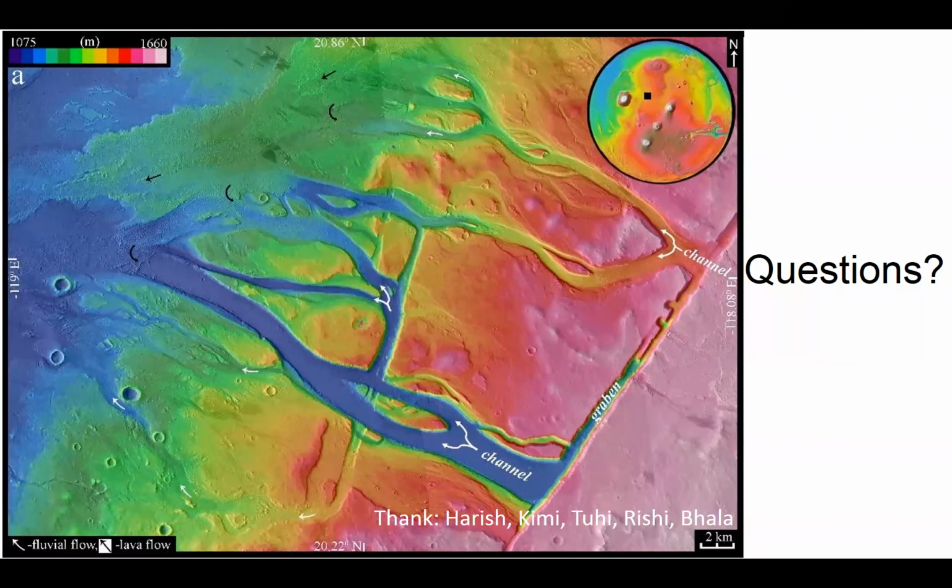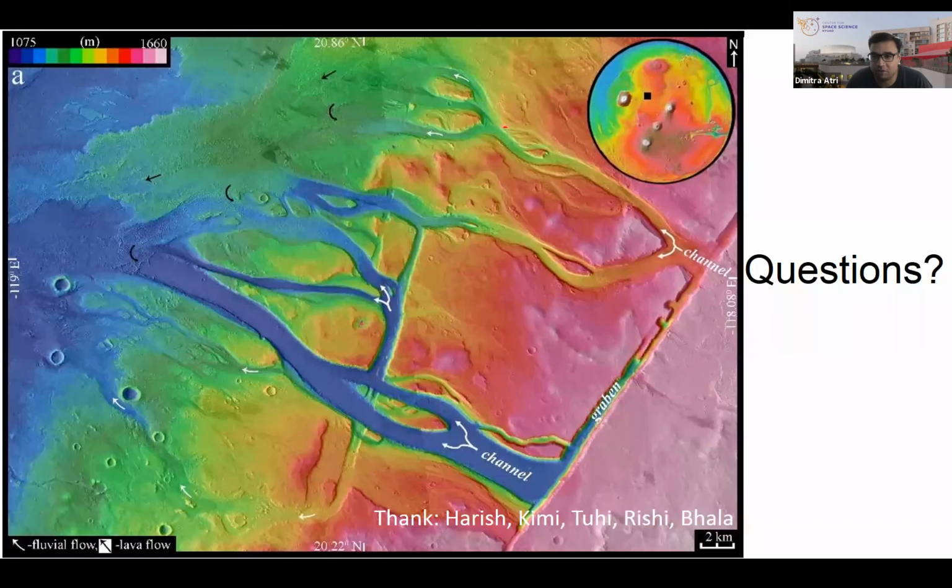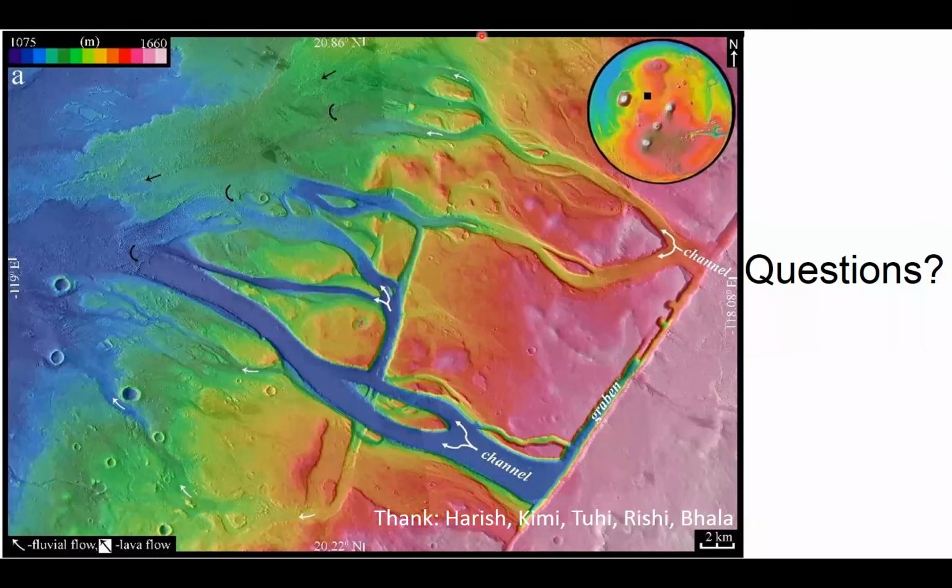There's a question in the chat box. Can you see it? This might be a stupid question, but how can one tell the difference between a lava flow feature and a fluvial one? Okay, it's not a stupid question. It is the first and foremost question asked when we see a channel on Mars, whether it is fluvial or volcanic.